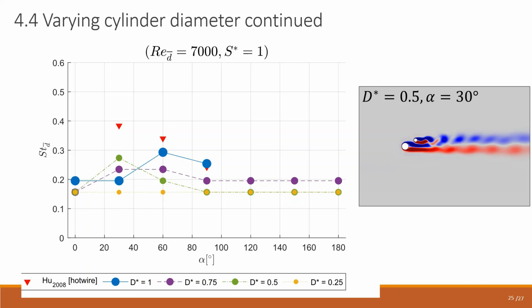Also note that the diameter ratio of 1 was not done for angles above 90 because the setup is symmetric with a diameter ratio of 1.